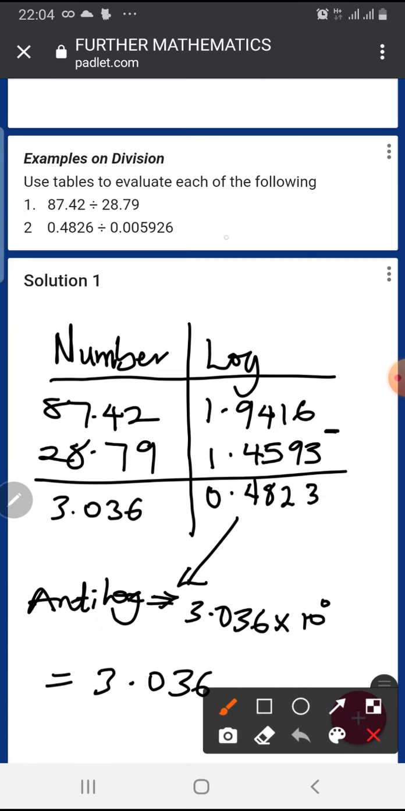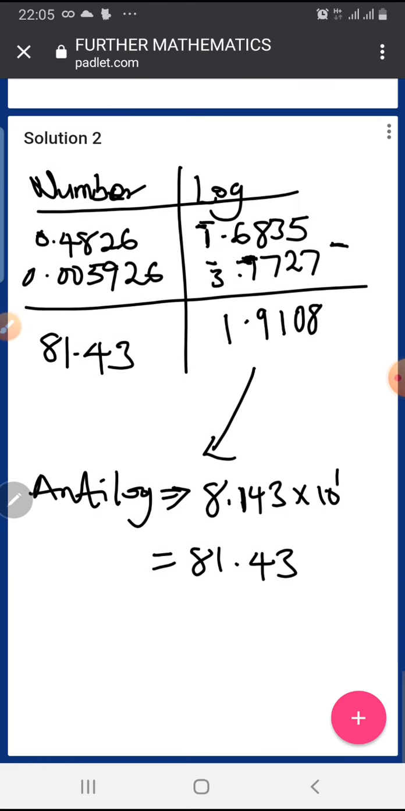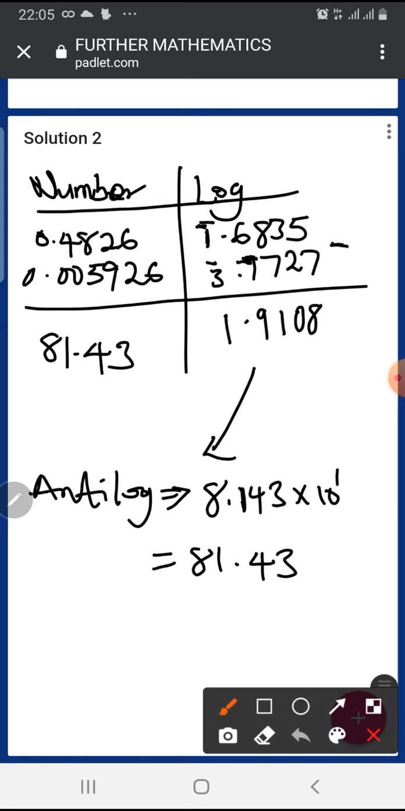The second question says 0.4826 divided by 0.005926. Okay, now here's the solution. Solution number 2. You have your number and you have your logarithm again as usual. Now, the characteristic of this is to move right once, after the first significant number, you stop. So you have -1 because you are moving to the right. When you move to the left, you have positive. When you move to the right, you have negative characteristic. So you have bar 1, that's -1. Then check for 48 under 2 difference 6. Logarithm of 48 under 2 difference 6 will give you 0.6835.